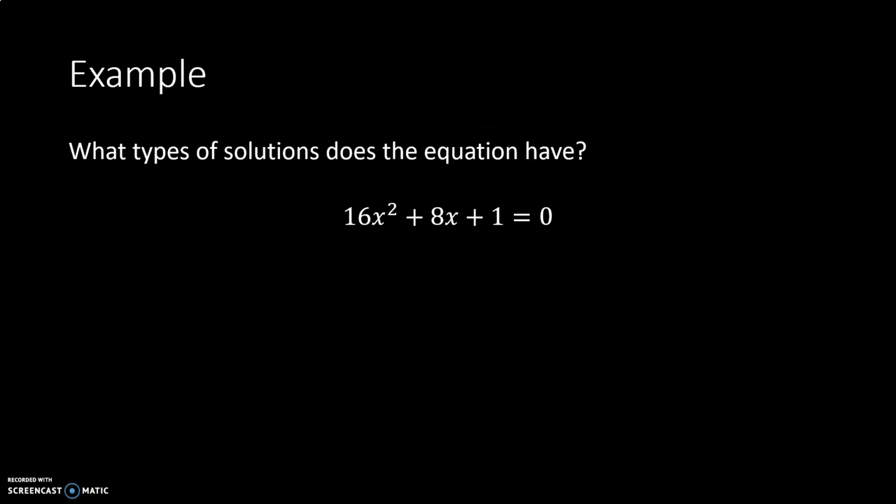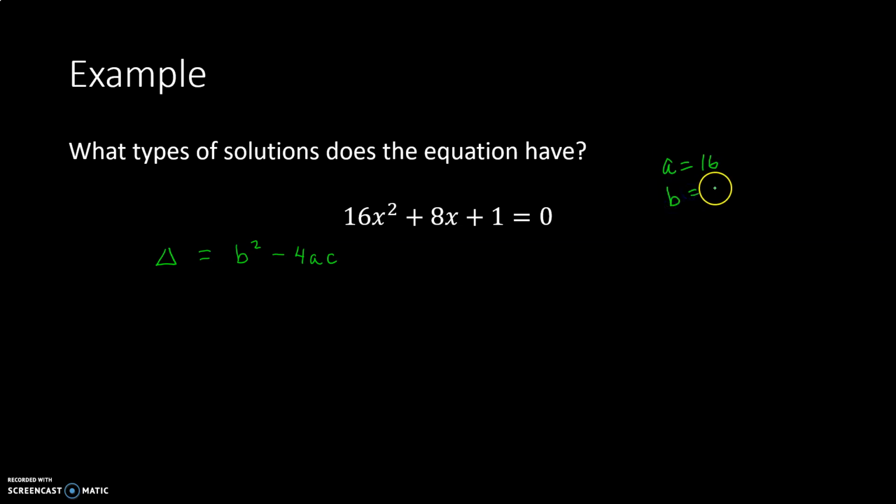So here's our first example. It just asks what types of solutions the equation has. So the only part of the quadratic formula that we care about for this is the discriminant. The discriminant is b squared minus 4ac. So the first thing we're going to do is find a, b, and c. A is the number in front of x squared. Make sure you don't include any x's with that. A is just the number, the coefficient.